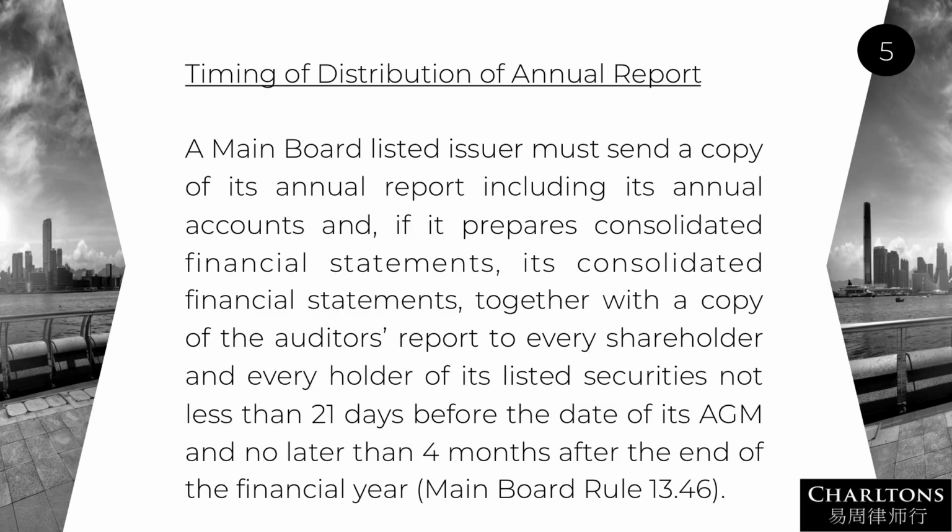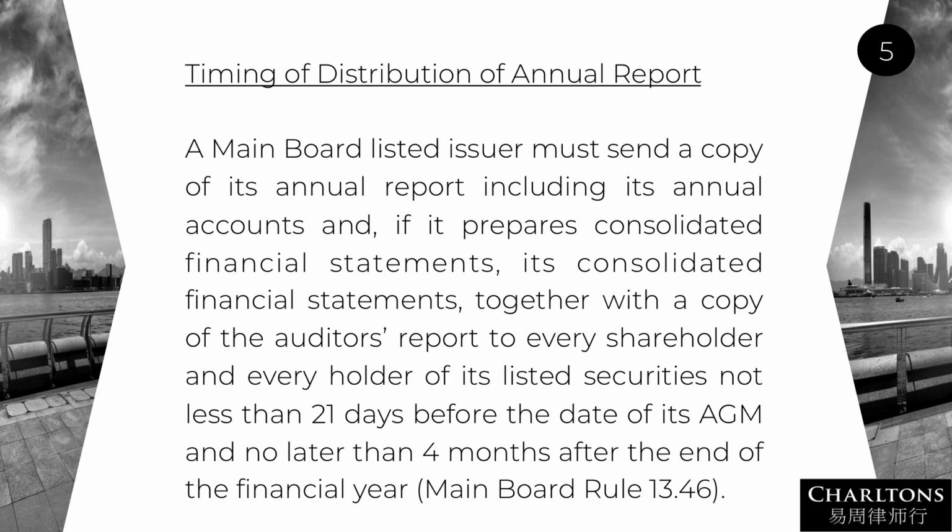Timing of distribution of annual report. A main board listed issuer must send a copy of its annual report, including its annual accounts and, if it prepares consolidated financial statements, its consolidated financial statements, together with a copy of the auditor's report, to every shareholder and every holder of its listed securities not less than 21 days before the date of its annual general meeting and no later than 4 months after the end of the financial year.